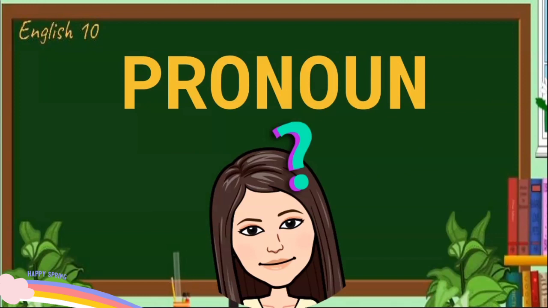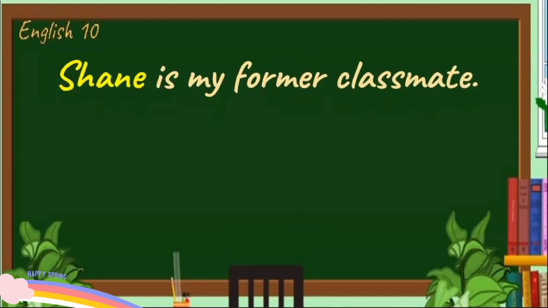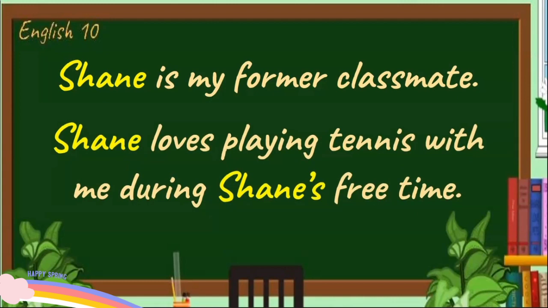Let us read the examples again. Shane is my former classmate. Shane loves playing tennis with me during Shane's free time. Does it sound awkward? Yes, it does. Because it has a repeated noun. And what is that noun? The noun is Shane.